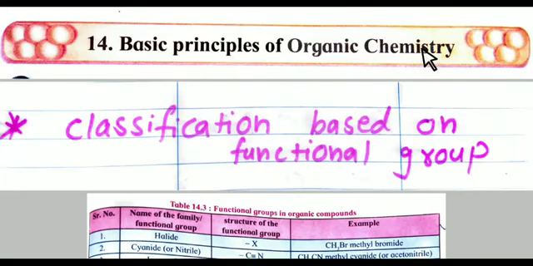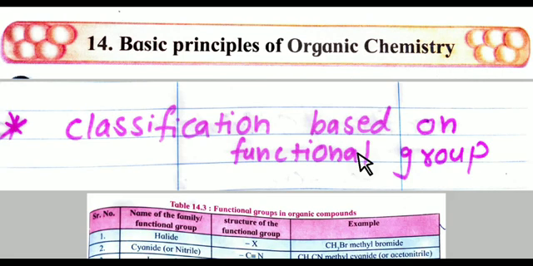As you know, we have studied chapter number 14, Basic Principles of Organic Chemistry. In the last lecture, we already studied the classification of organic compounds: aliphatic compound, cyclic compound, homocyclic compound, alicyclic compound, aromatic compound, heterocyclic compound, heteroalicyclic compound, heteroaromatic compound, benzenoid compound and non-benzenoid compound. Today we are going to study classification of compounds again, but based on the functional group.